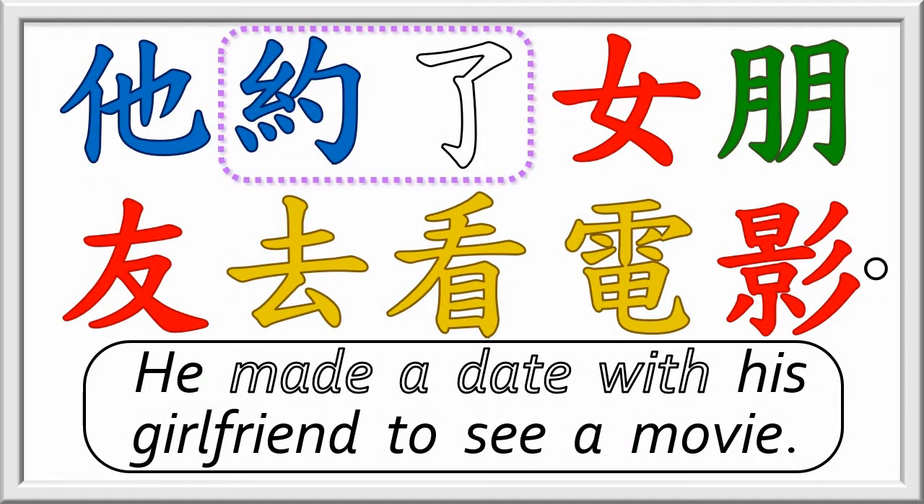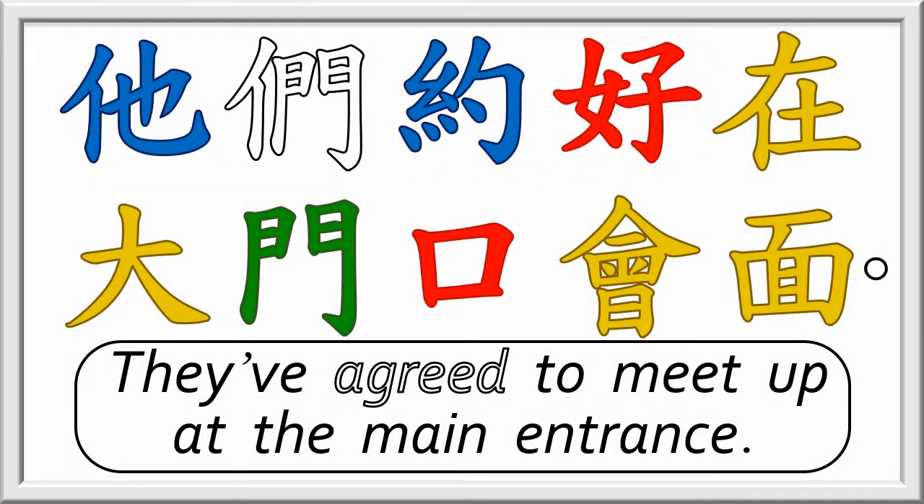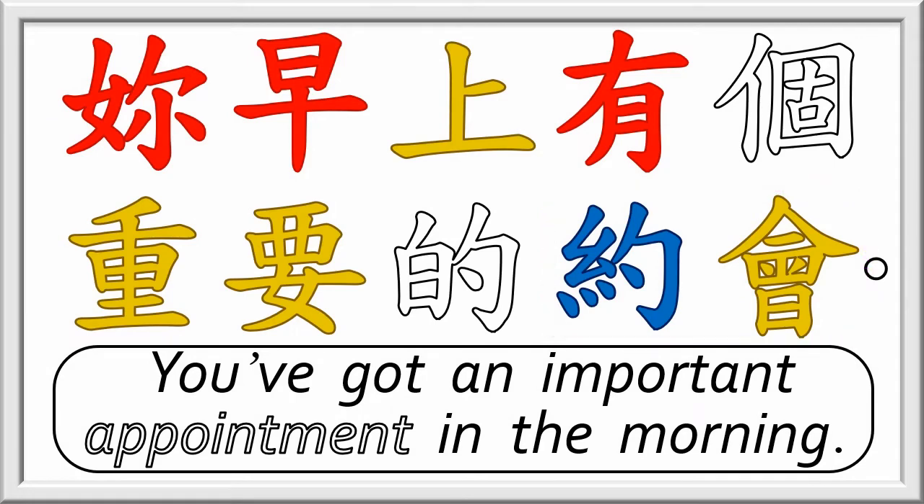他约了女朋友去看电影. He made a date with his girlfriend to see a movie. 他们约好在大门口会面. They agreed to meet up at the main entrance. The rather long phrase 约人会面 is the obvious origin of 约会, meaning to make a date or appointment, either as a noun or verb. 你早上有个重要的约会. You've got an important appointment in the morning.